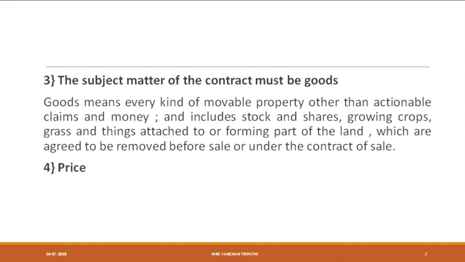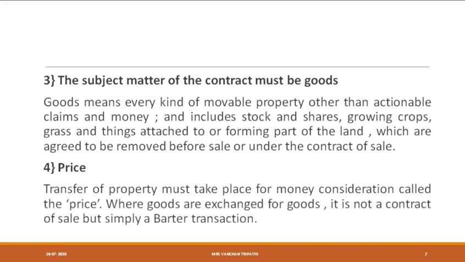So essential four, price. This contract says that if a seller is selling his goods to the buyer, the buyer needs to give consideration, and the consideration will be only the price. The consideration would not be goods. If it is goods, then it is not a contract of sale of goods. That will be a barter transaction. So you can read it out in the slide also.